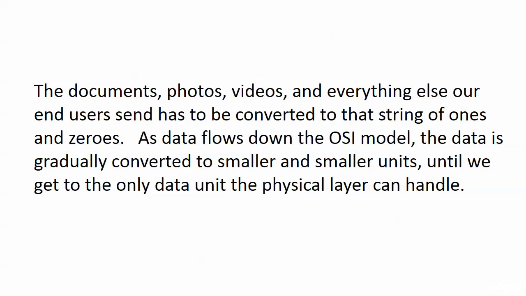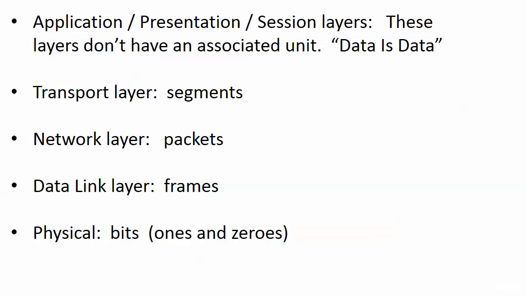Now, all of this stuff that our end users are inputting, whether it's documents, photos, or videos, has to be converted to that string of ones and zeros. That's a pretty formidable task, and it's going to be done bit by bit, you could say literally, because as data flows down the OSI model, it is gradually converted to smaller and smaller units until we get to the only data unit the physical layer can handle: ones and zeros. This is important to recognize on your exam as well, because if they start talking about segments, packets, frames, or bits, you're expected to know at which OSI layer those are found.